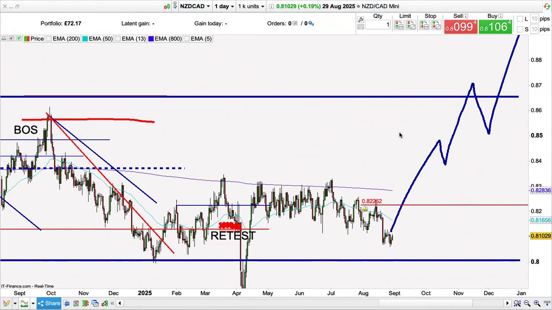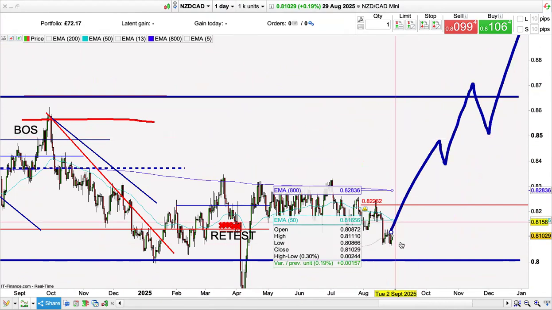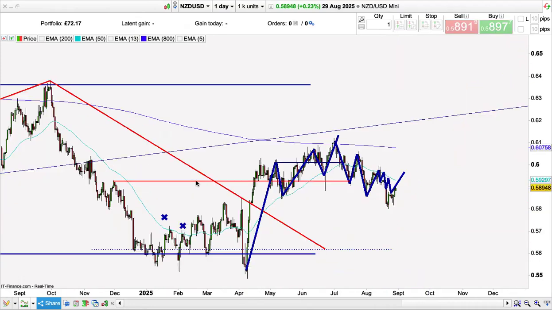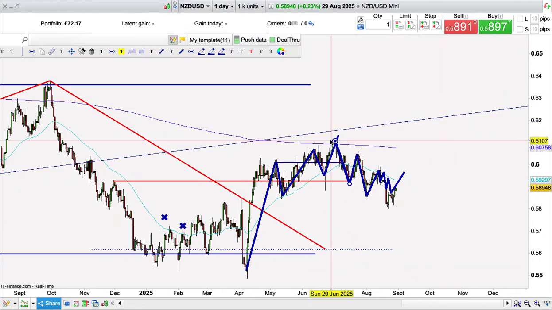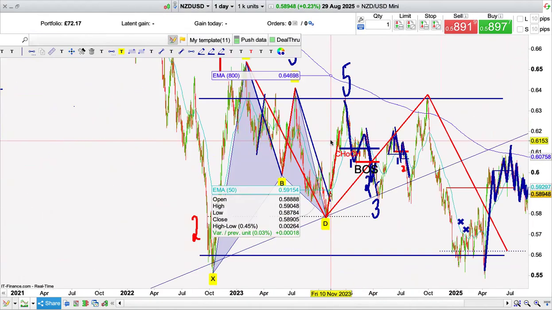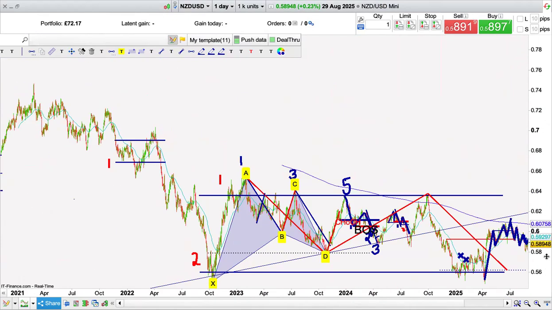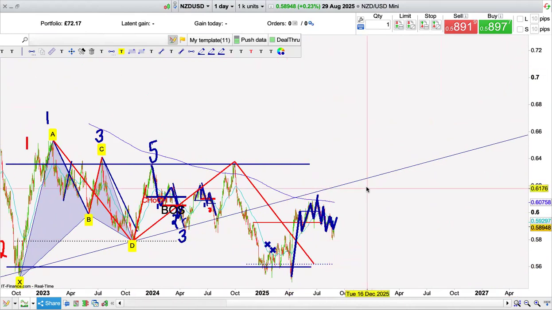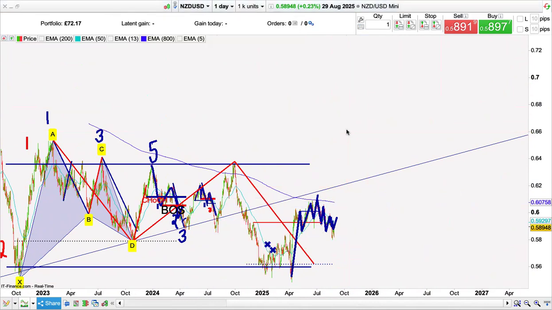Still, my favorite is US dollar CAD. I mean, it's just got too much going for it for me. A lot of clarity, a lot of clear structure. NZD USD. Not trading this either, but it is similar to AUD USD. We've got level 1, level 2. Expecting lower prices.